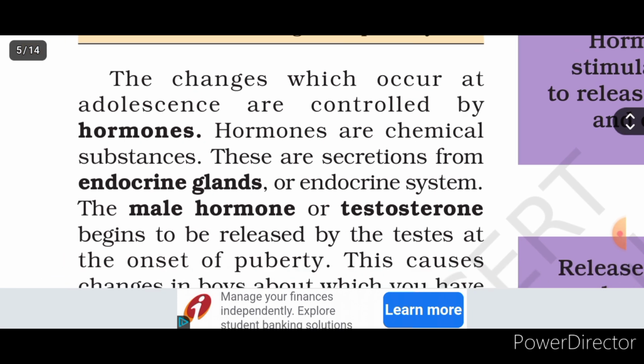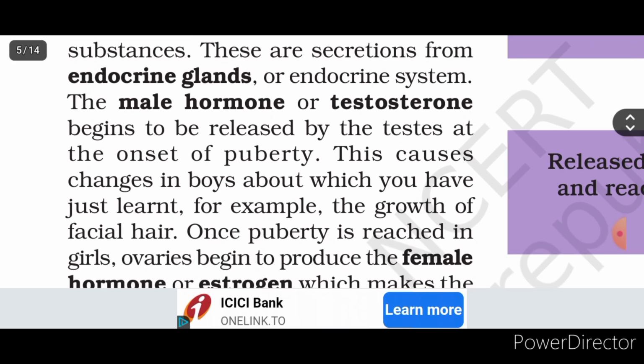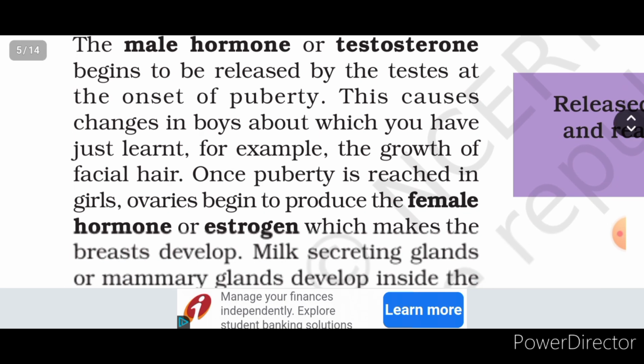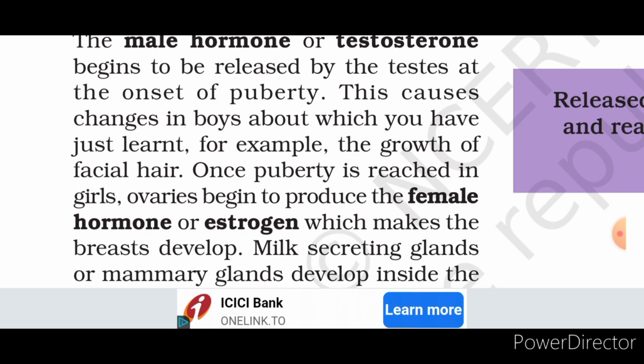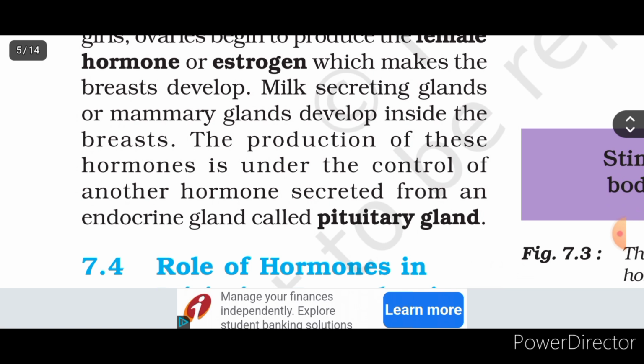The changes which occur at adolescence are controlled by hormones. Hormones are chemical substances. These are secretions from endocrine glands. In the endocrine system, the male hormone testosterone is released by the testes at the onset of puberty. This causes changes in boys about which you have just learned, for example, the growth of facial hair. Once puberty is reached in girls, the ovaries begin to produce the female hormone estrogen, which makes the breasts develop. Milk secreting glands or mammary glands develop inside the breasts. The production of these hormones is under the control of another hormone secreted from an endocrine gland called the pituitary gland.